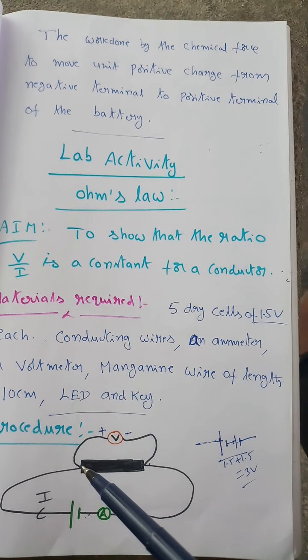The unit of resistance is ohm, the unit of voltage is volt, and current is measured in amperes. So 1 ohm is equal to 1 volt per 1 ampere. Suppose due to a 1 volt potential difference, 1 ampere of current flows through a material, then its resistance is equal to 1 ohm. In this way we can define 1 ohm.